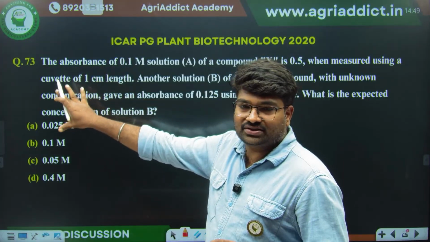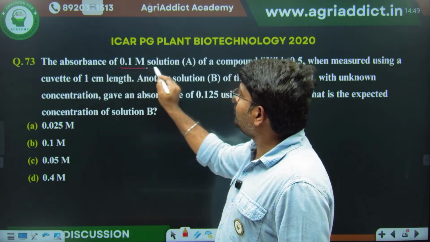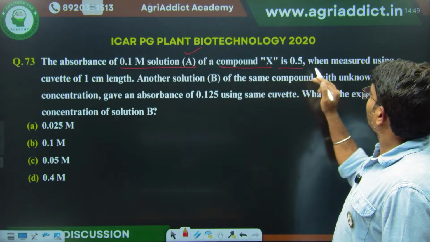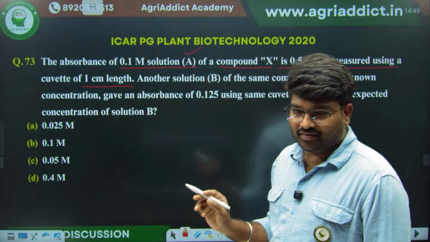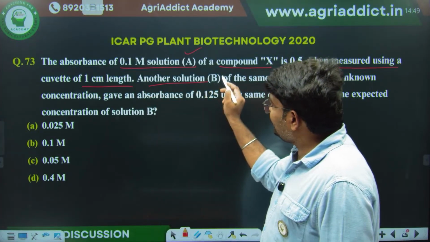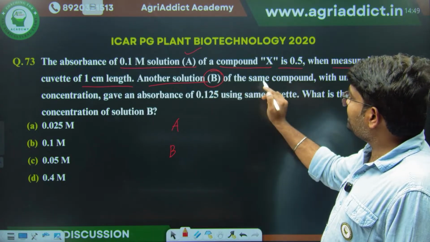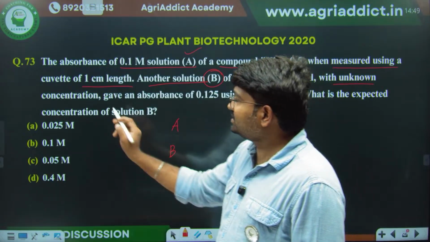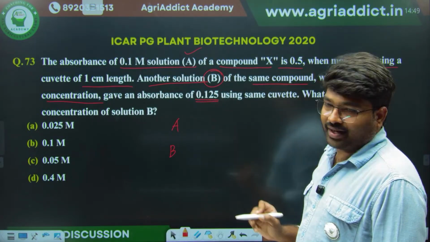Then next, a simple calculation question. Just see this. The absorbance of a 0.1 molar solution of compound X is 0.5, when measured using a cuvette length of 1 centimeter. Another solution is there, solution B. Solution A is there and solution B is there. Solution B also has the same component, but with unknown concentration. It has an absorbance of 0.125.